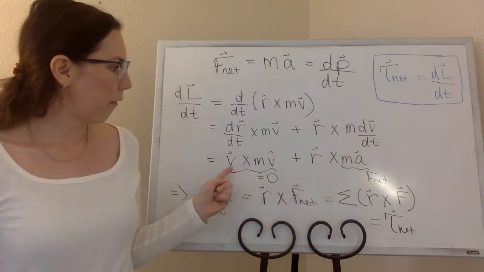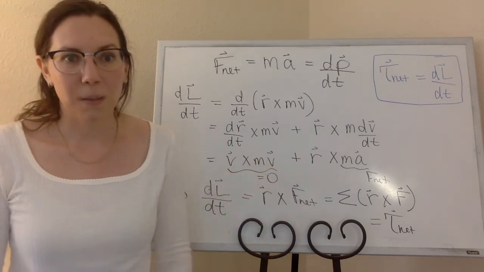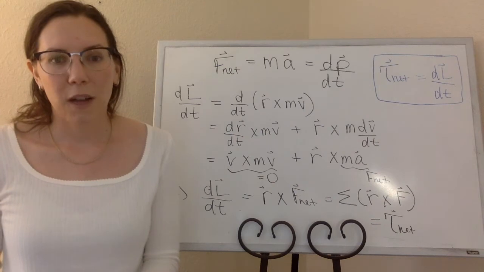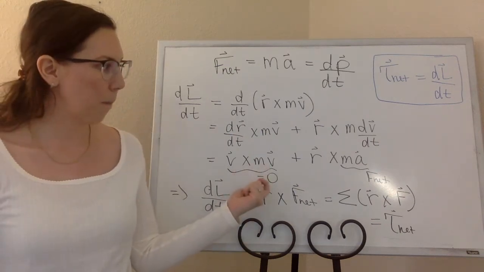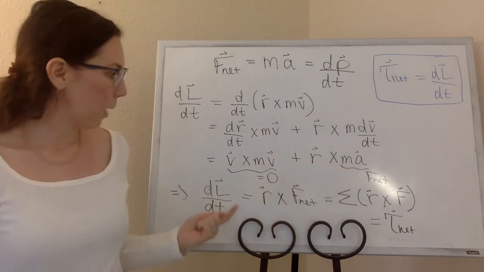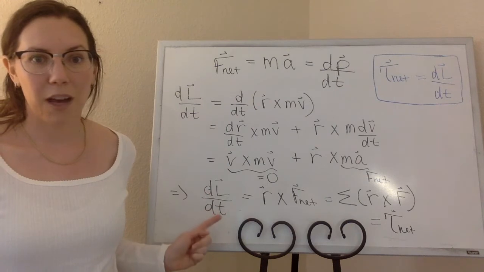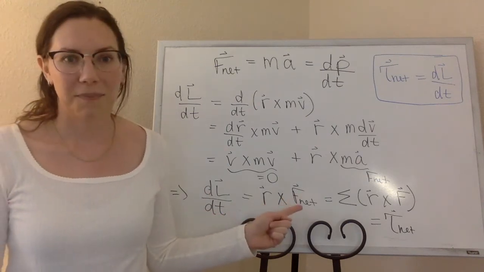Now look, we have velocity cross m times velocity. Those vectors will be parallel, and if you cross any two parallel vectors, you get 0. So this first term is 0. Then we have r cross F net. So we end up with our time derivative of angular momentum equals r cross F net.